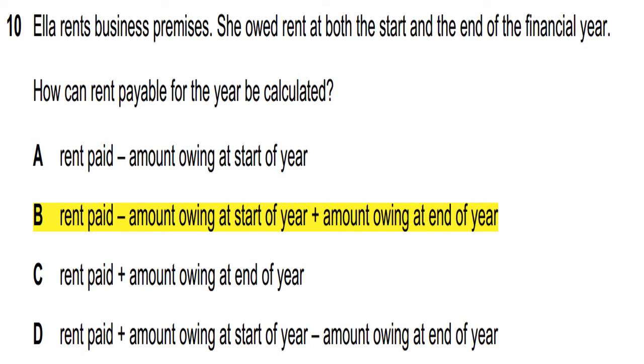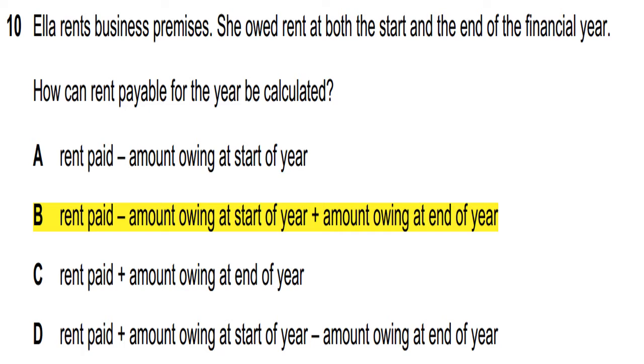And number 10: Illa runs a business from premises. She owed rent at both the start and the end of the financial year. How can rent payable for the year be calculated? Option B will be correct: rent paid less amount owing at the start of the year plus amount owing at the end of the year.